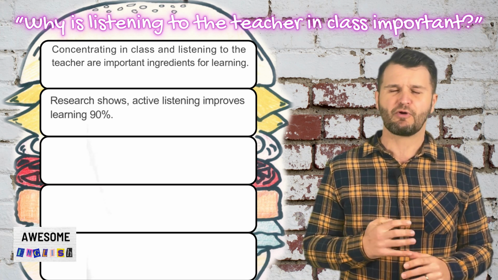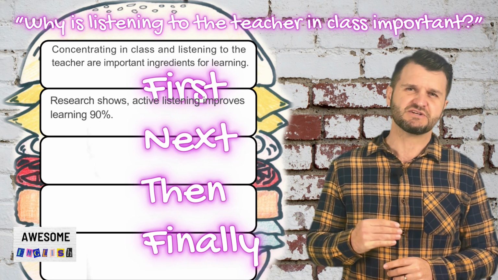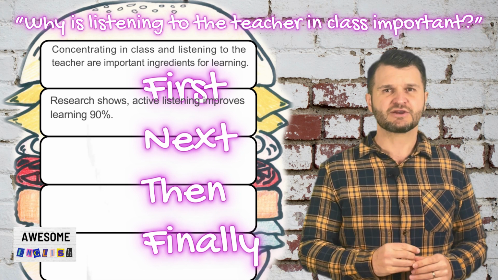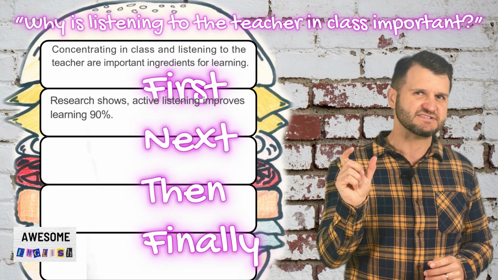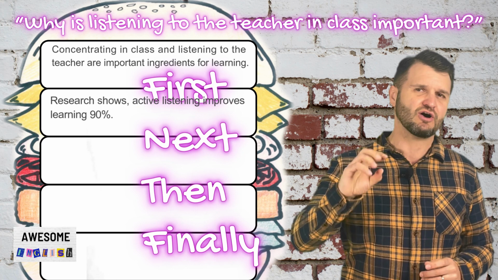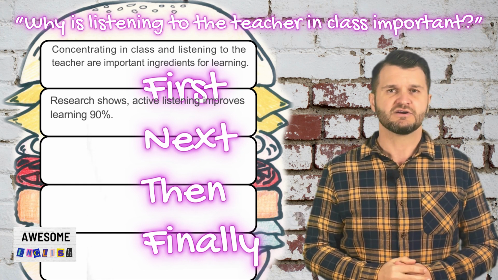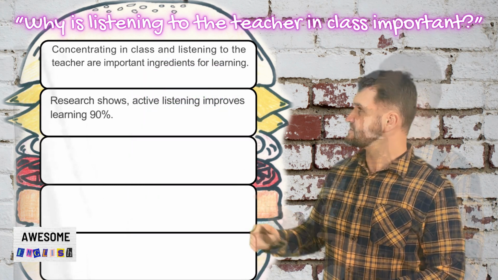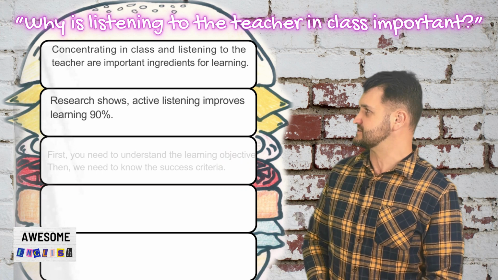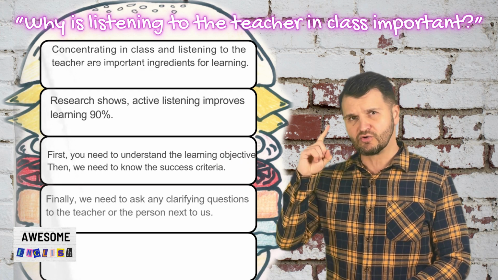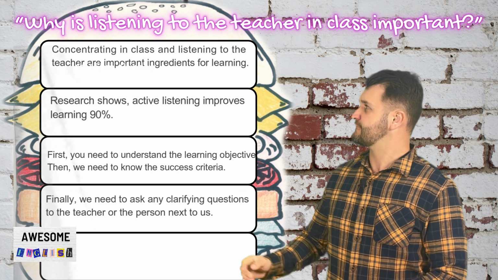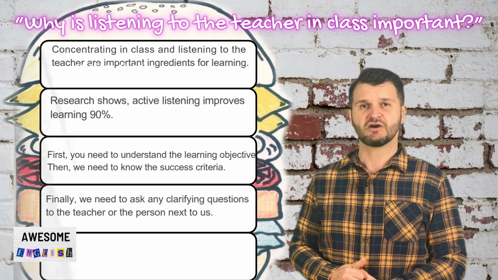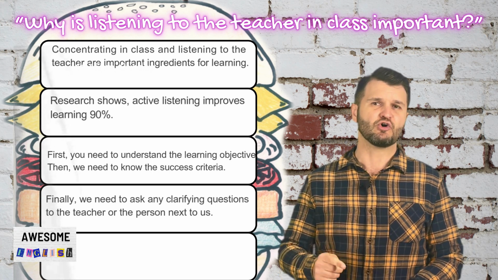So after the extra details comes the explanation. In this part, you're probably going to want to use some adverbs of sequence. Things like first, next, then, finally. These are great ways to start your sentences and give that indication of a change in time. Now, in my instance, I'm going to write something like this. First, we need to understand the learning objective. Then, we need to know the success criteria. Finally, we need to ask any clarifying questions to the teacher or the person next to us to confirm our understanding.